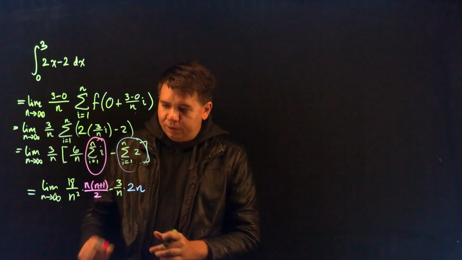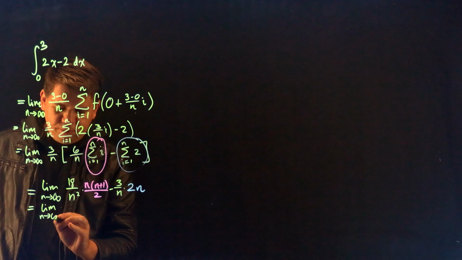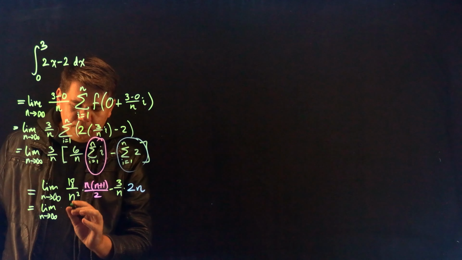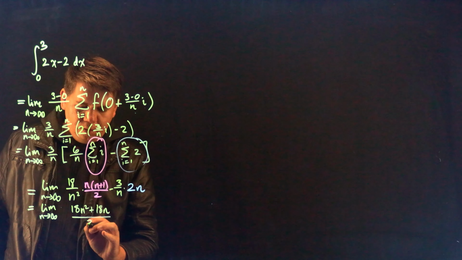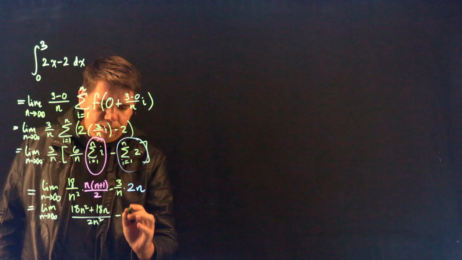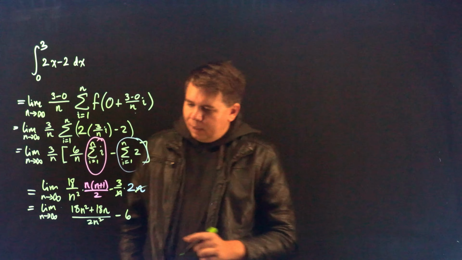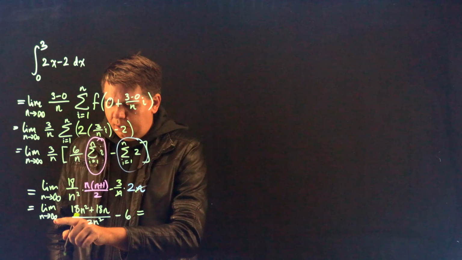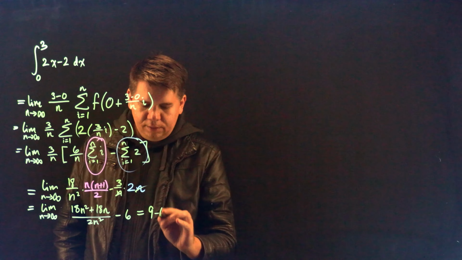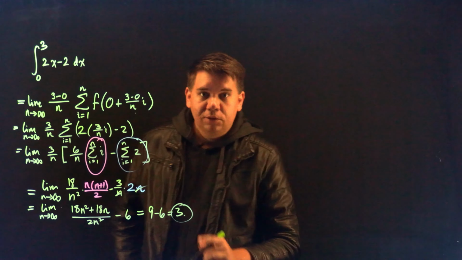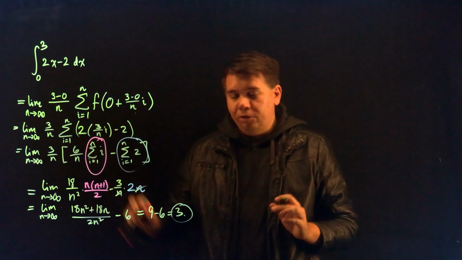So simplifying a little bit further, let's see where we land. We get the limit as n goes to infinity of 18 times n times n plus 1, that's 18n squared plus 18n, all over 2n squared, minus 6, because that n and that n just cancel. And as I take the limit as n goes to infinity, that's just 18 over 2, so that becomes 9. 9 minus 6 is 3. So I get, using a Riemann sum, this is 3. Okay, you can do that. You can do Riemann sums.